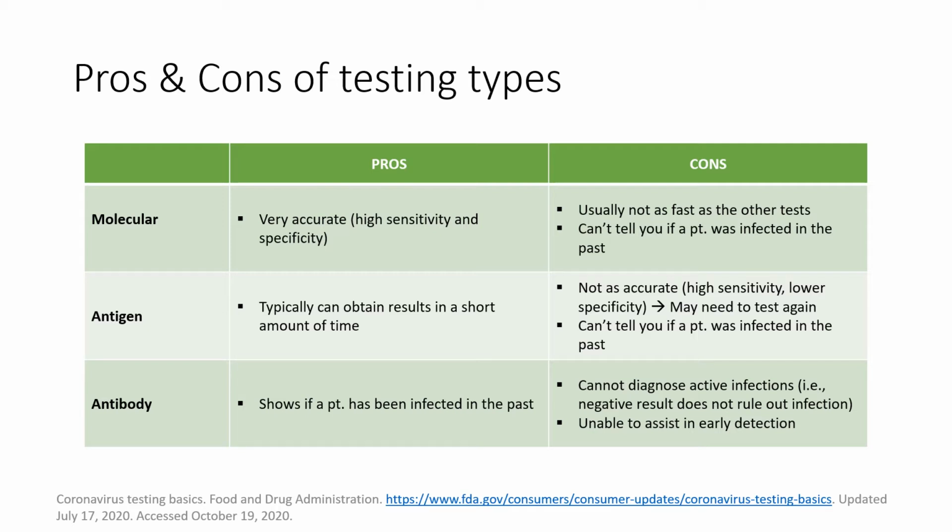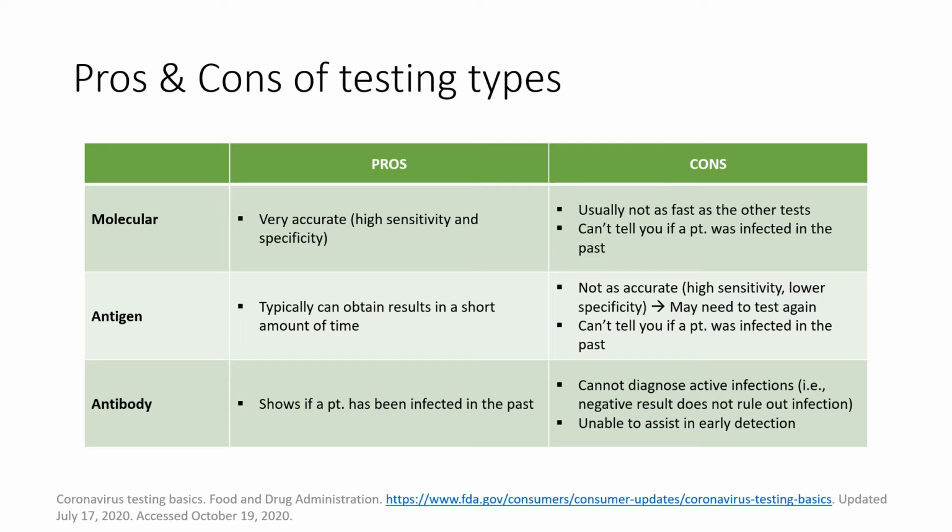With antigen tests, the main benefit or pro is that it is faster in getting results than molecular or PCR tests. However, an important drawback is that this test is not as accurate as molecular tests, and people who have negative test results may still have an active infection that was not detected. As such, some healthcare providers may end up ordering a subsequent diagnostic PCR test. Similar to the molecular test, antigen tests can't tell if a patient had previously been infected by coronavirus.